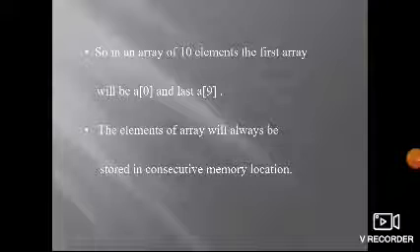So in an array of 10 elements, the first element will be a of 0 and the last will be a of 9, because the 10 elements, 0 to 9, make 10. The index starts from 0 and ends with 9. The elements of an array are always stored in consecutive memory locations, that is, continuously.